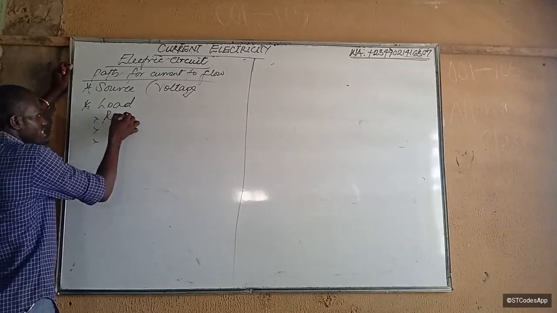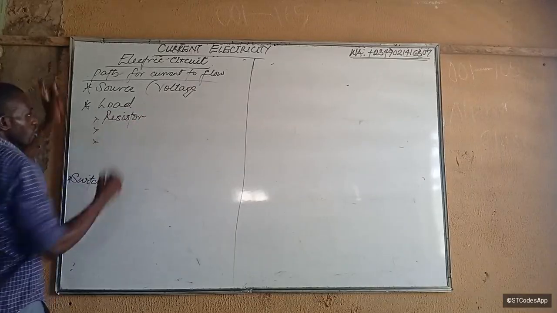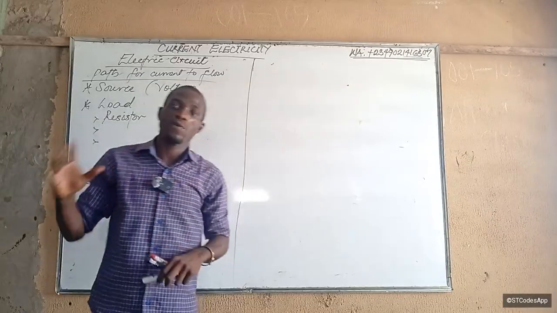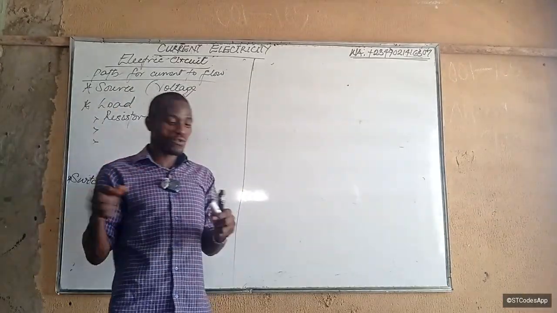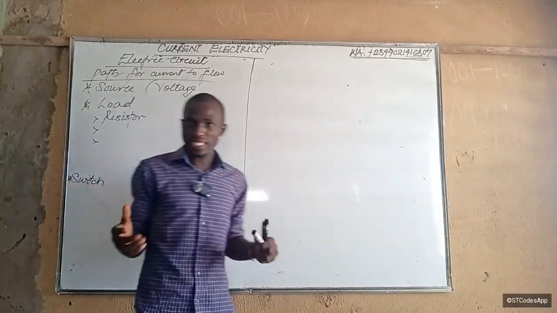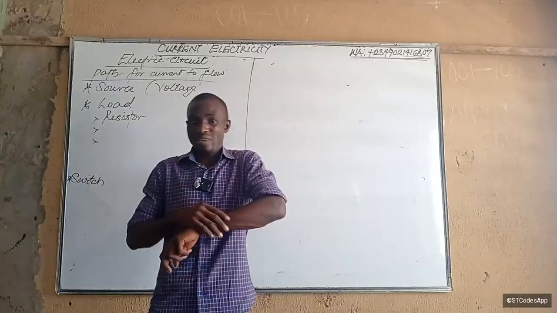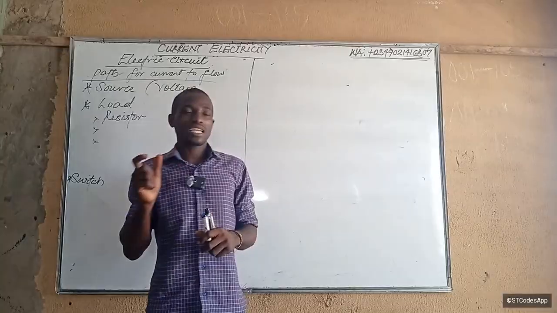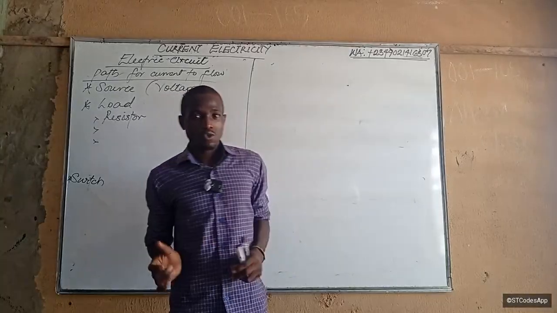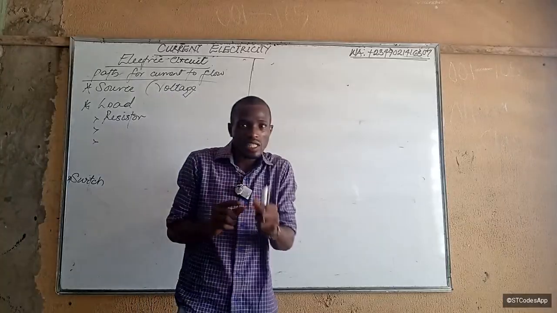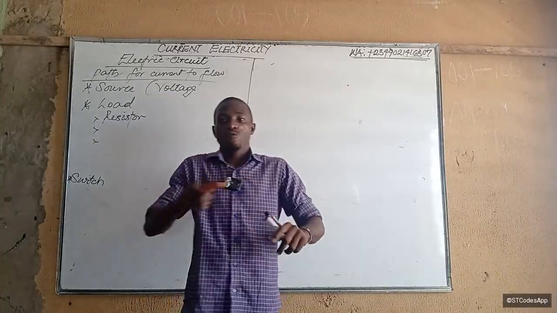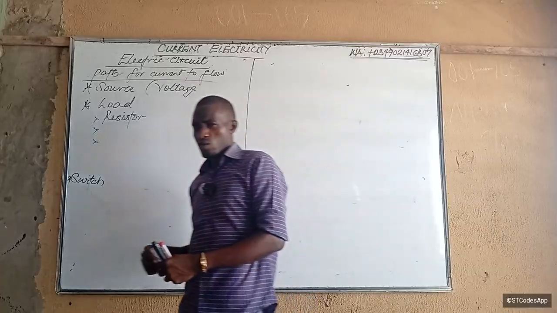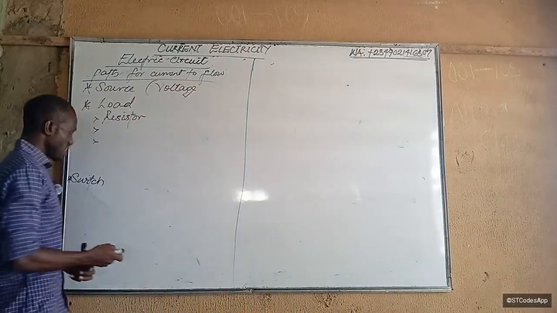Now, for the load, we have the resistor. The resistor is the component that provides resistance to the flow of current. Why is resistance necessary? The amount of current that comes into a particular component of the circuit is very important. Some components don't require huge current, so to reduce the amount of current entering that place, you can use resistance to resist some current so that not all current will flow across. Is that clear? That's one of the uses of resistance.